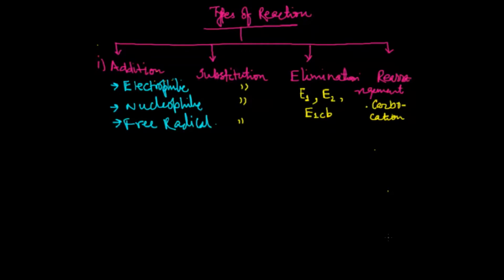Commonly observed reactions in organic chemistry are, as you can see, first of all addition, which is further subdivided into electrophilic, nucleophilic, and free radical. Then there is substitution, where again it is classified as electrophilic, nucleophilic, and free radical substitution. Then there is elimination reaction, which is classified as E1, E2 and E1CB.